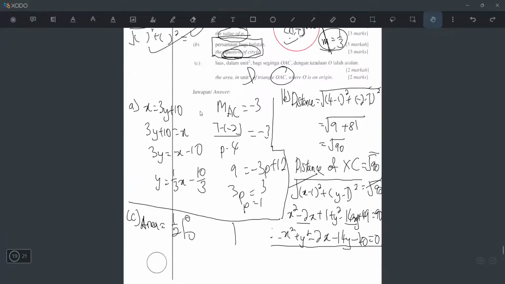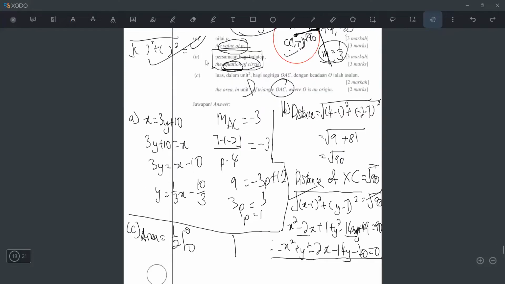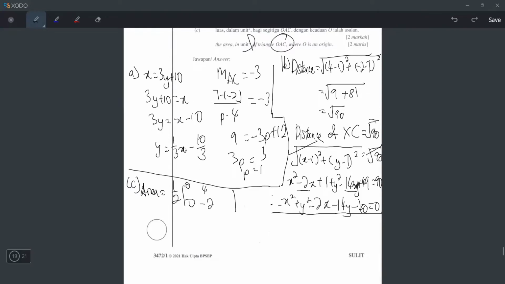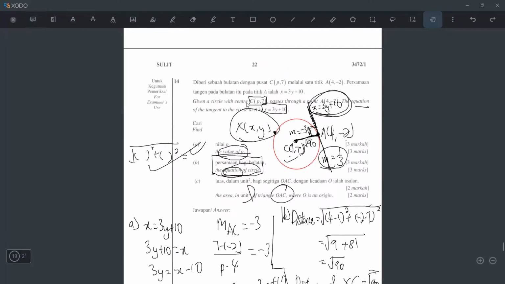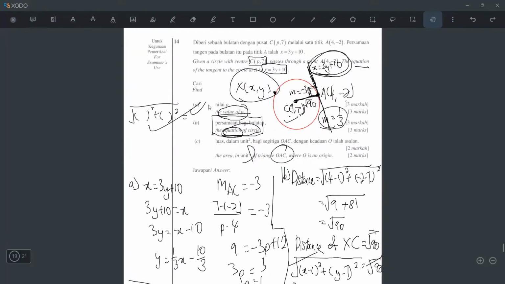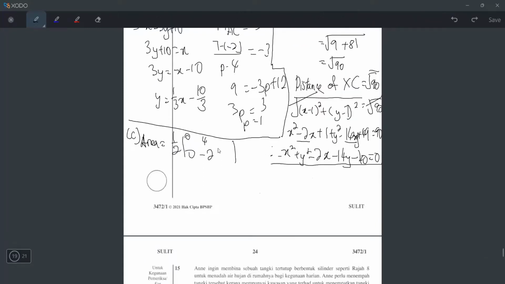And do I have A's coordinate? Yes, also, because A is 4, -2. And do I have C's coordinate? C is P, 7, which is 1, 7, right? Because you know P is 1. So you have all the coordinates, and you can use the formula. But remember, before you close the modulus, you always have to repeat the first one, which is 0, 0. So it will be 1/2, and always start with the cross multiplication, like this, 0 times -2 first.